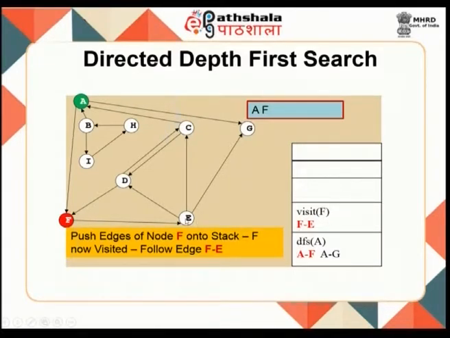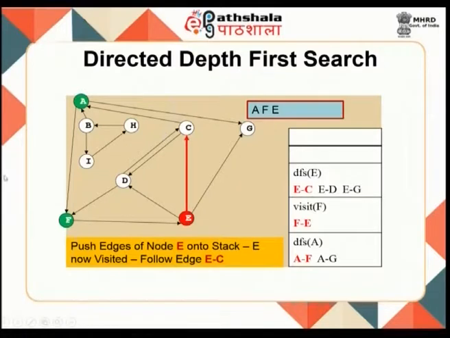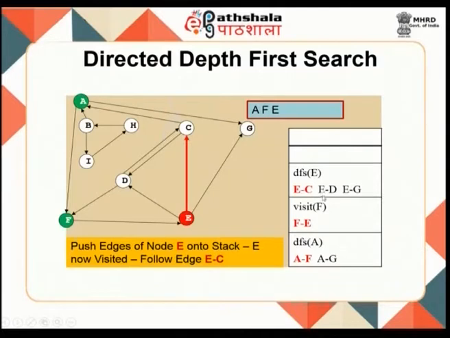Now, what is the meaning of visiting E? I have to put all its edges on top of the stack. So, I am going from F to E, and F is visited now. E has 3 edges C, D and G, so I put all those 3. We can actually take any one of these edges, but I am taking the one that comes alphabetically, as a systematic way of doing it. So, I push the edges of node E onto the stack, E is now visited, and I follow edge EC. I could have followed ED or EG, but I am following EC.